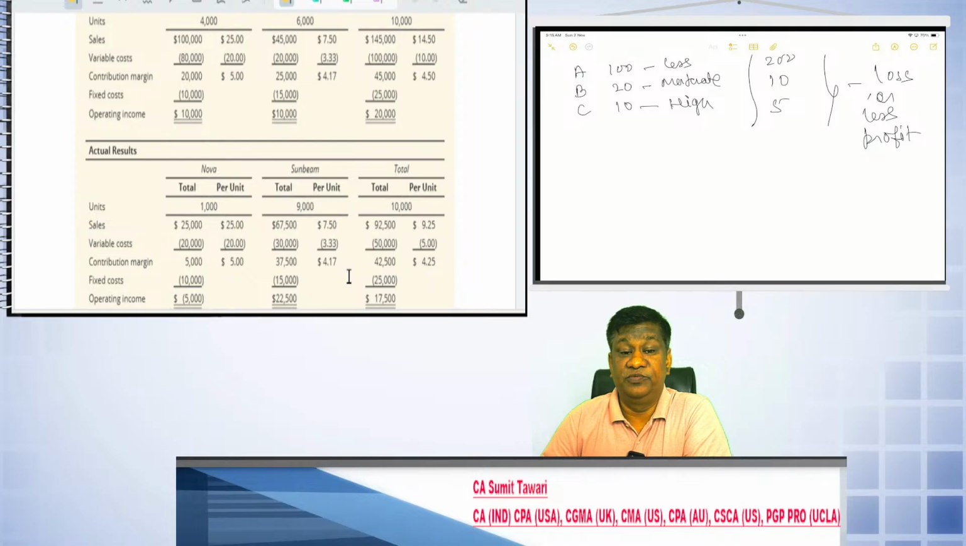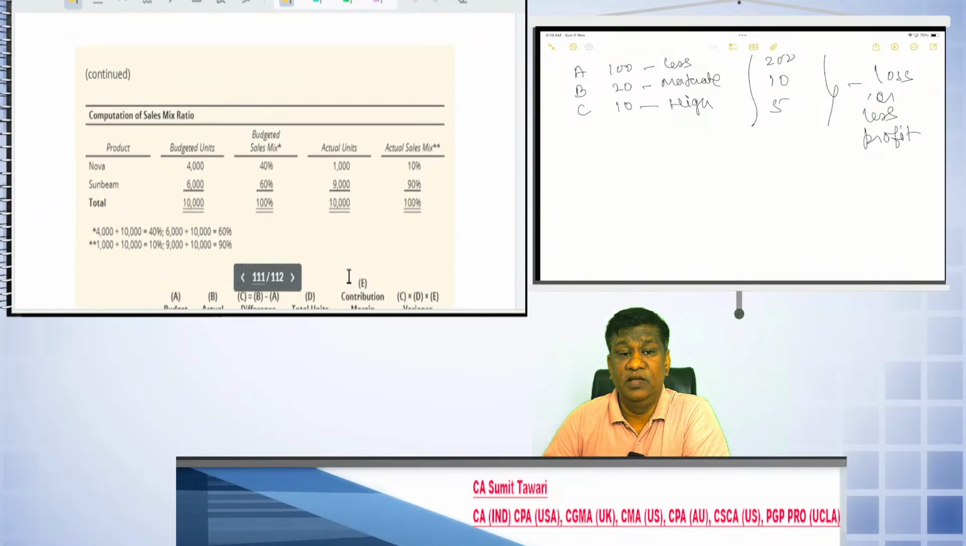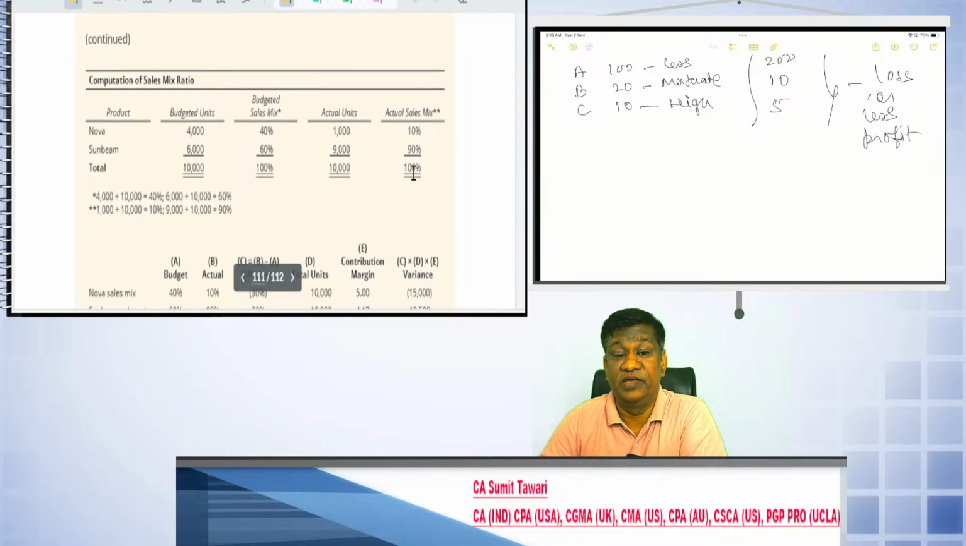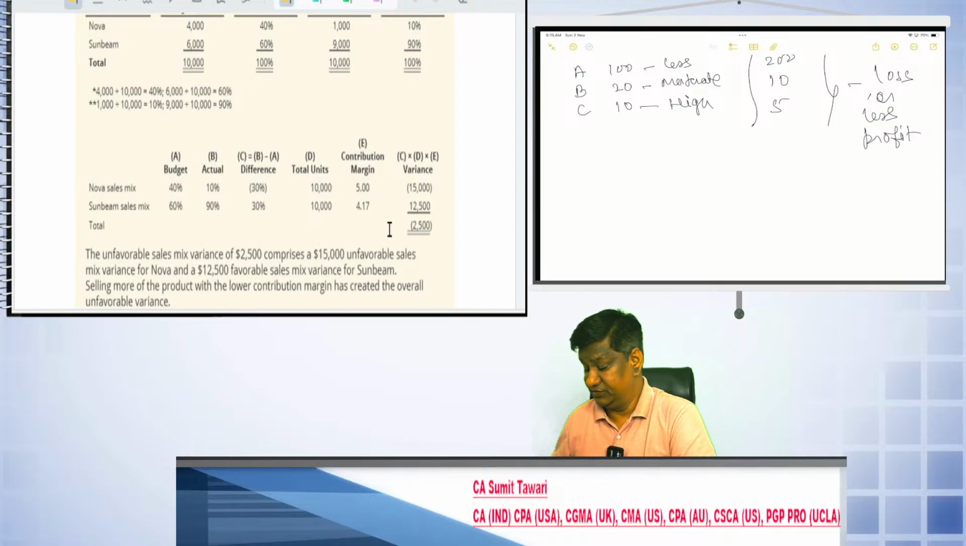So how can we calculate it? The budgeted sell mix is a 40-60 ratio. The actual sell mix is 10 to 90. So we need to consider this 40-60 and 10-90. So the total variation is 2,500.